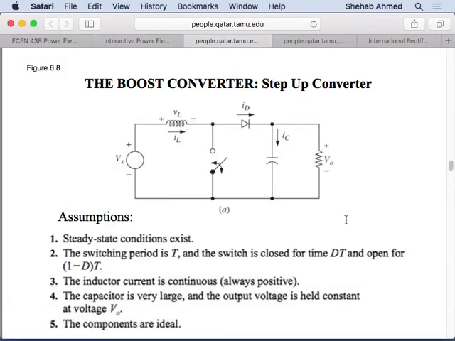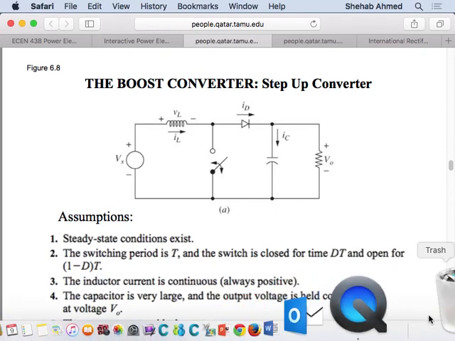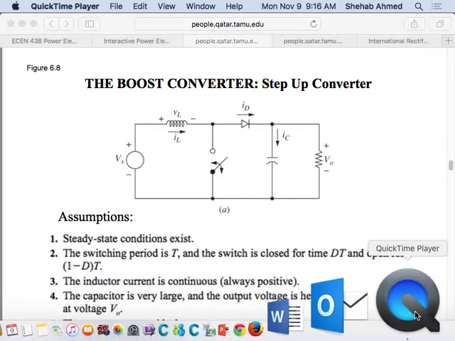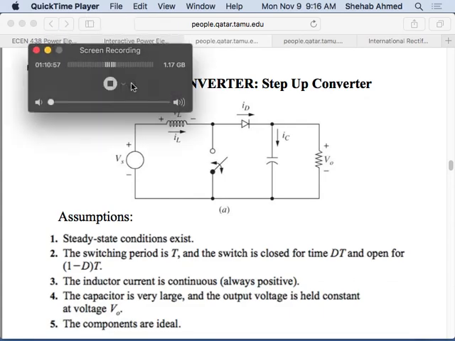So we'll stop here. I was hoping to finish more, but I hope at least it's clear. The idea of the boost converter and how it operates, I hope it's clear.